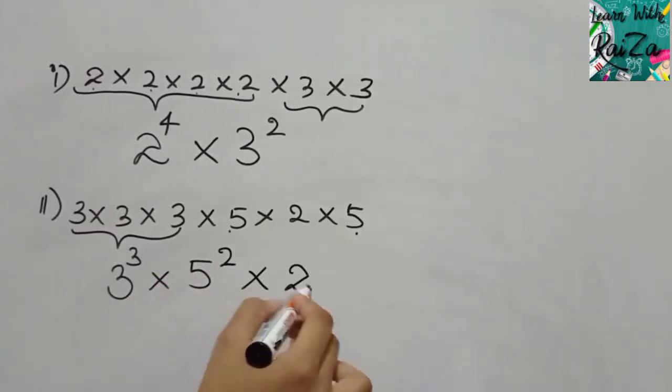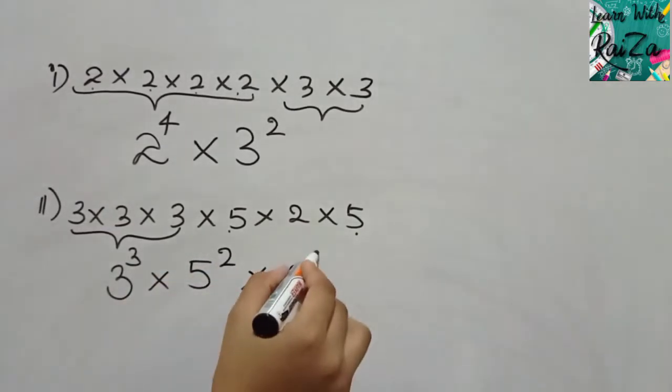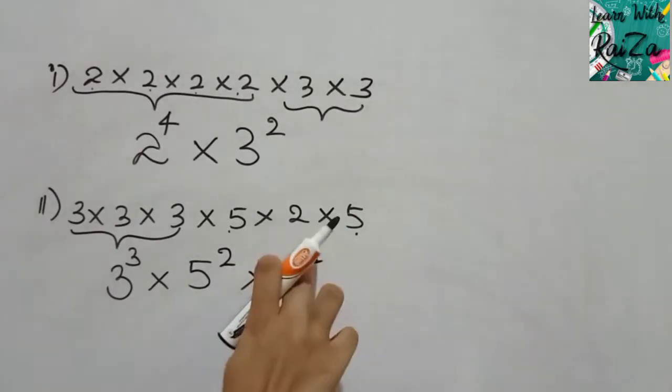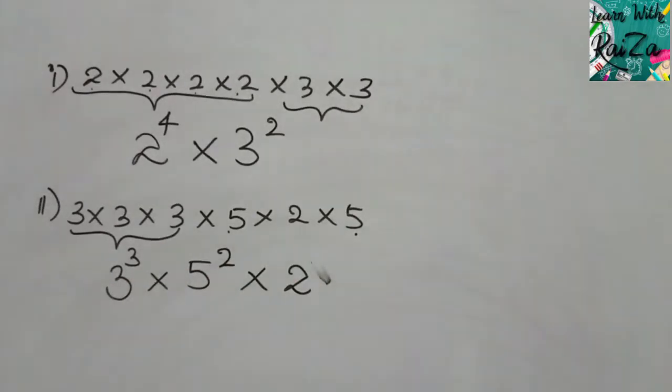Multiply by 2. This 2 can be written as 2 to the power 1 also. If this is not there even, that's not a problem. So this is the way of writing the expanded numbers as powers of certain bases. So hope it's clear for you all. So let's move to the next part.